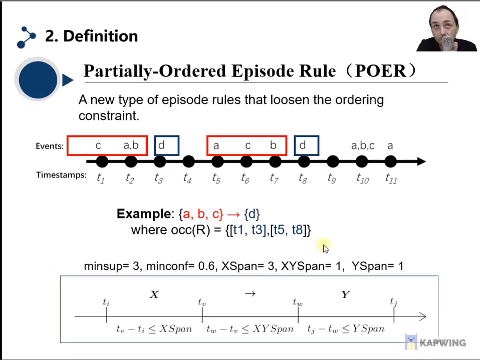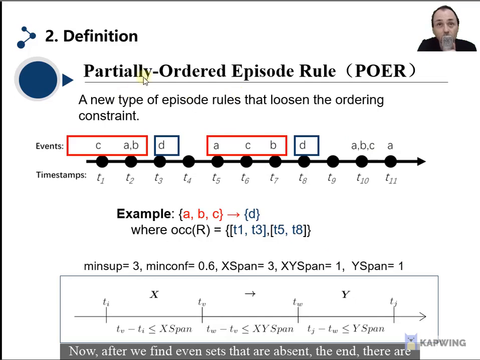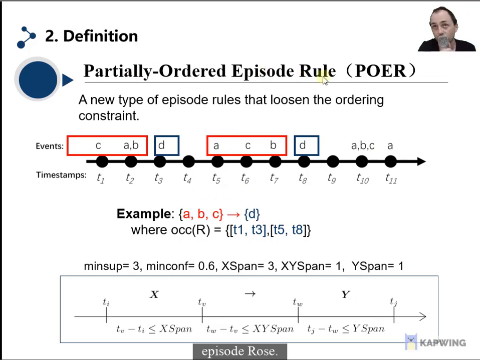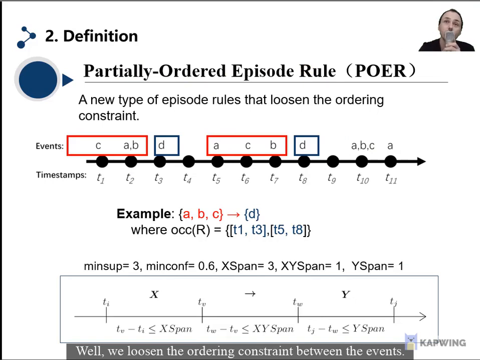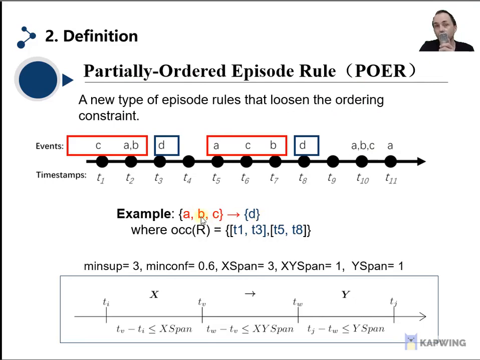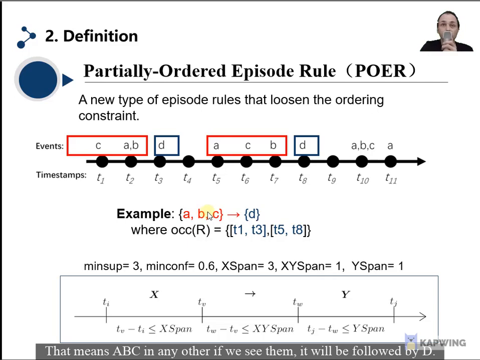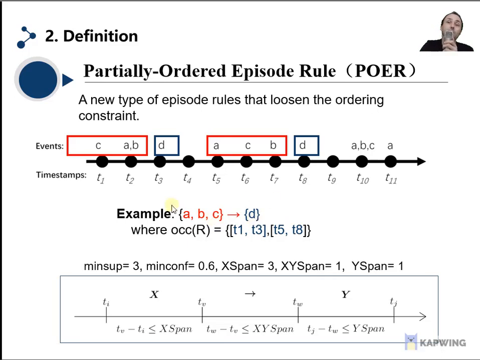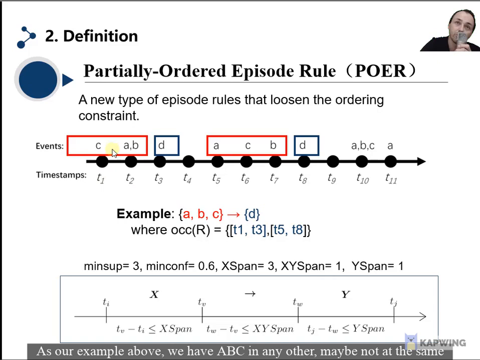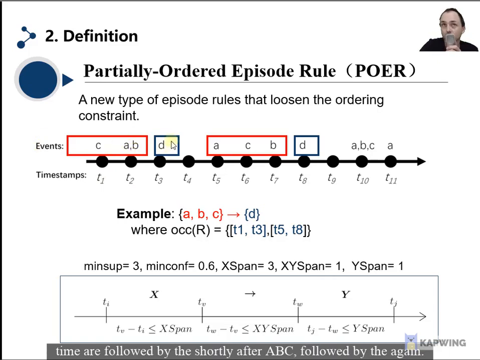Now after we find the event sets and their occurrences, we can make rules we call partially ordered episode rules, where we loosen the ordering constraint between the events. So we want to find rules like this: ABC implies D. That means if we see ABC in any order, it will be followed by D. If you look at our example above, we have ABC in any order, maybe not at the same time, followed by D shortly after. ABC followed by D again.